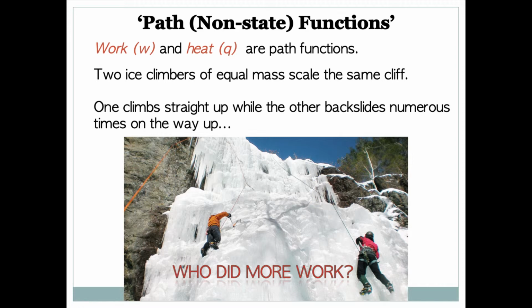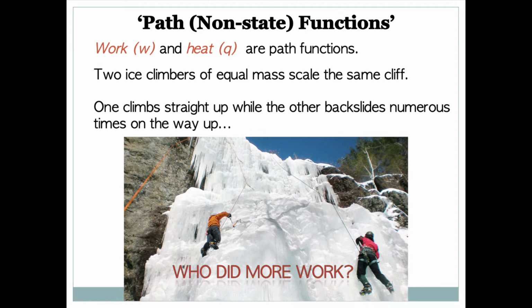And so the bottom line is this beginner climber ends up spending a lot more energy, or doing a lot more work, to get to the top of the cliff. So that's the difference between a path and a state function. In a state function, remember the altitude, for instance, it only depends on where you start and where you end. So that will be your state function.